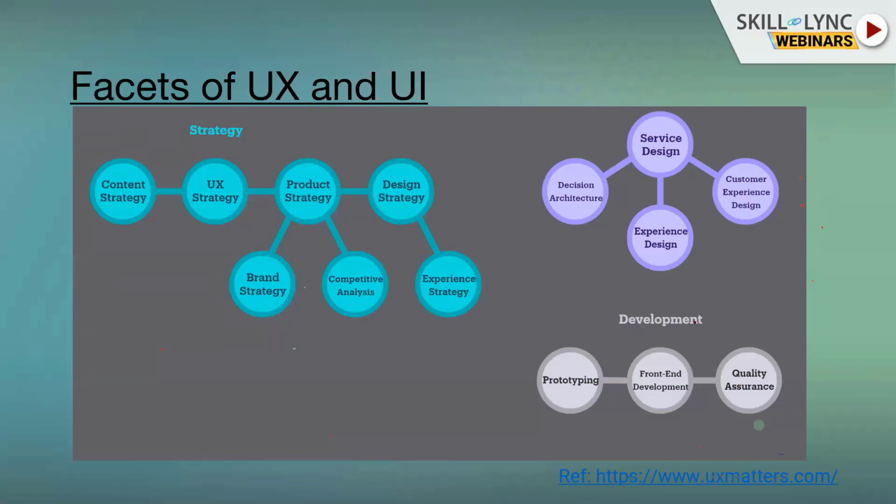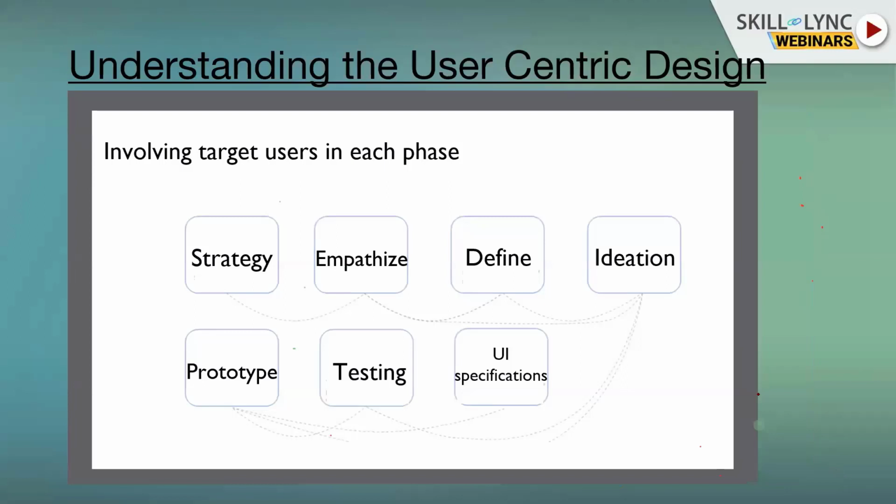So as you all know, this is development. Once we do the wireframe or the prototype, we hand it over to the engineering team. They do the front end development, and then it goes to the testing team where they do the quality assurance. All right, so let's go to the main cycle here.